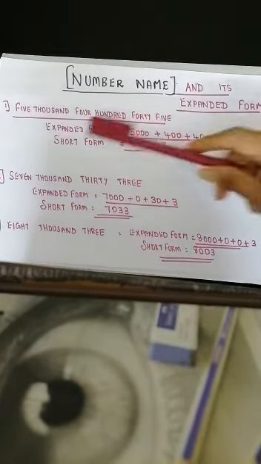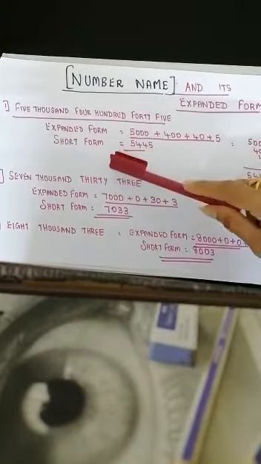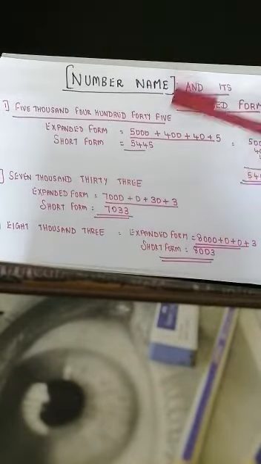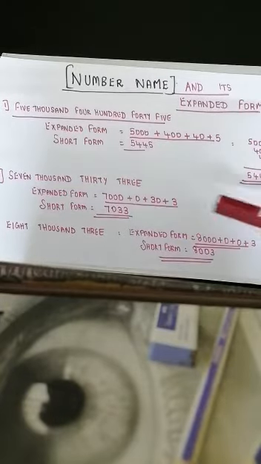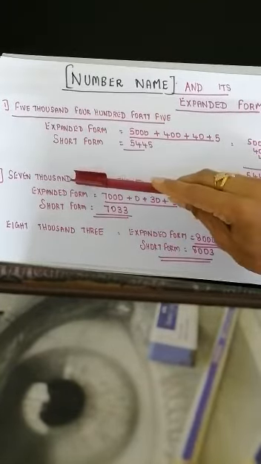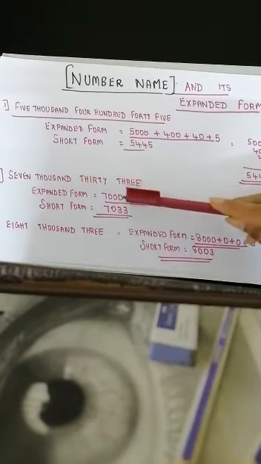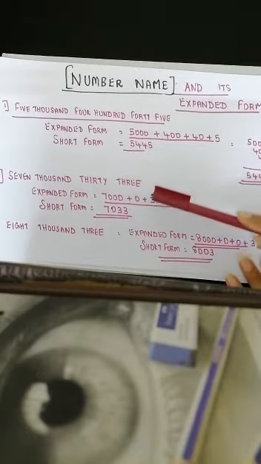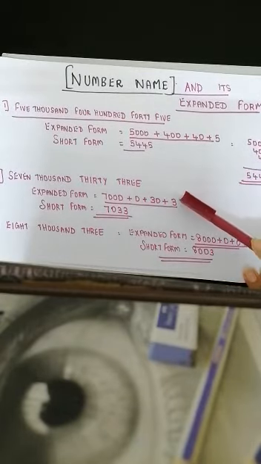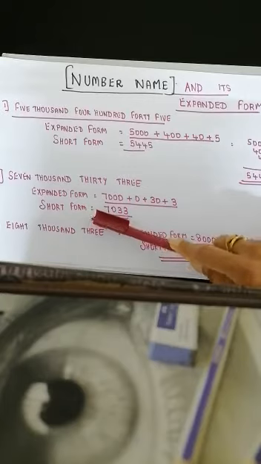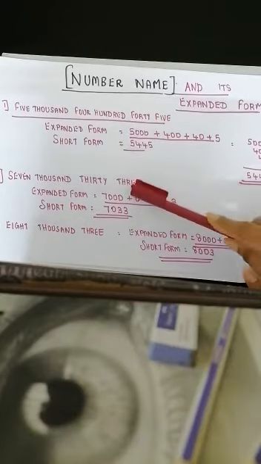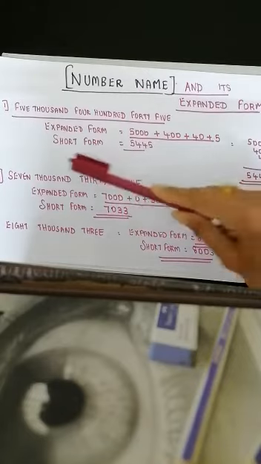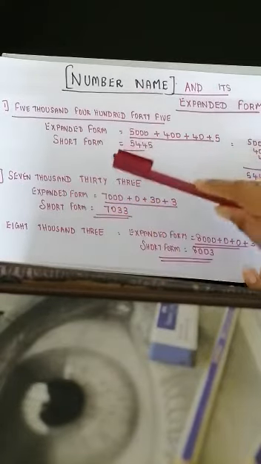Consider one more example. 7,033. Expanded form is equal to 7,000 plus 100 place there is 0 plus 0 plus 30. 30 is the tens place plus 3. And the short form is 7,000 plus 30 plus 3. 7,033 is the number of the number name.